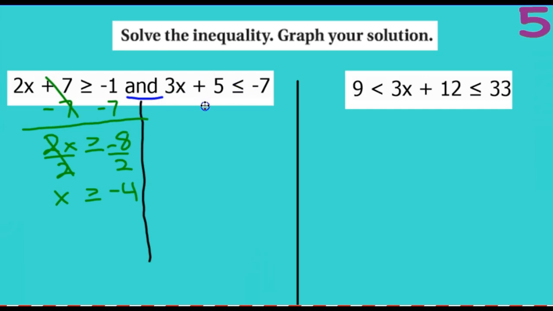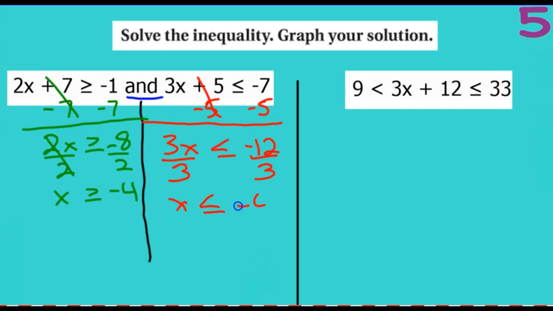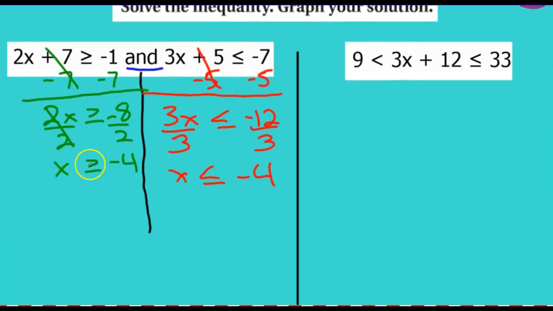Then we're going to subtract 5. And we get 3x is less than or equal to negative 12. Divide by 3. And we have x is less than or equal to negative 4. So this one is x is greater than or equal to negative 4, and x is less than or equal to negative 4.